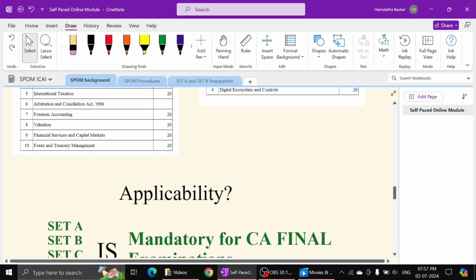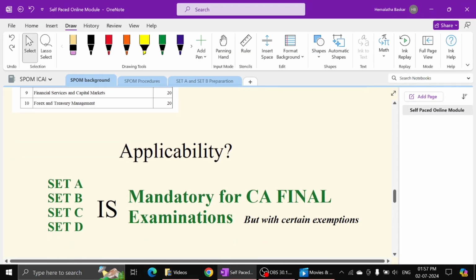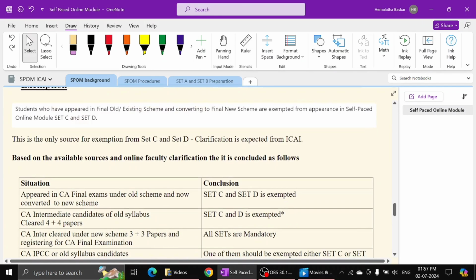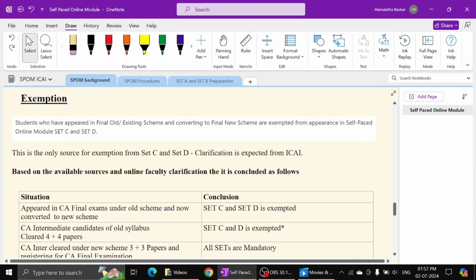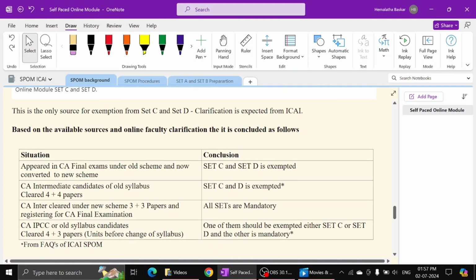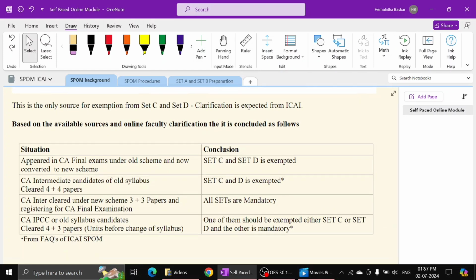So applicability, let's check that. All the 4 sets are mandatory for CA Final examination under the new scheme of education, but we have certain exemptions. CA Final students who have written examination under the old syllabus and converted now, and CA Intermediate students who have cleared 8 papers under the old syllabus are exempted from Set C and Set D. CA Inter students who will be clearing 6 papers under this new scheme are mandatorily required to clear all the 4 sets of SPOM.